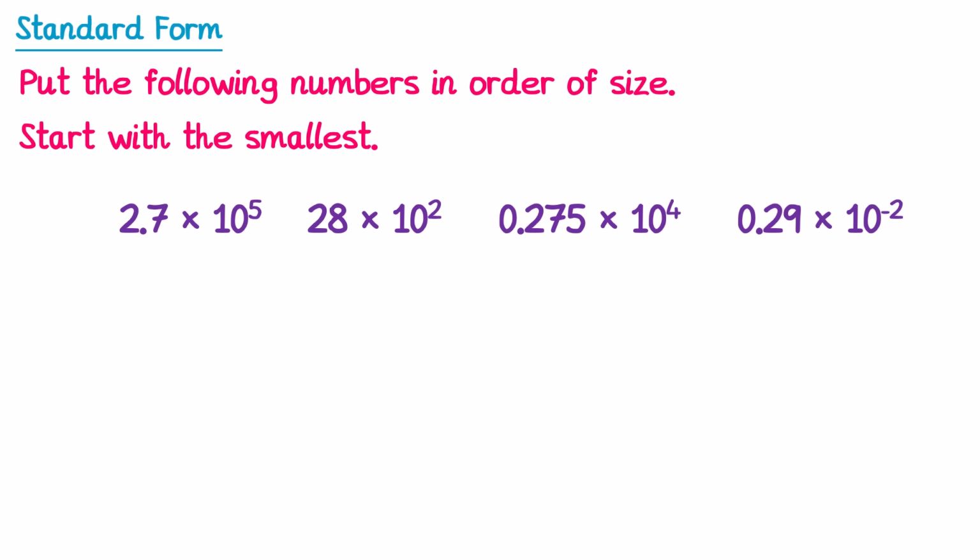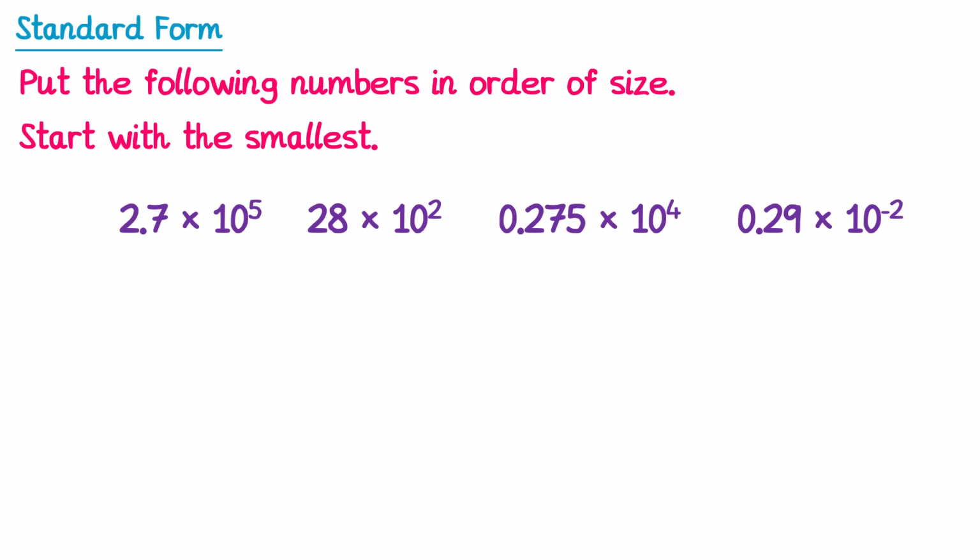For example, the second number, 28 times 10 to the power 2, because the number 28 is bigger than 10. This is something that has happened in past exam questions, so it's something to watch out for. It's not wrong because they're not in standard form, we just need to be careful. So we're going to put these numbers in order, let's convert them to ordinary numbers first.